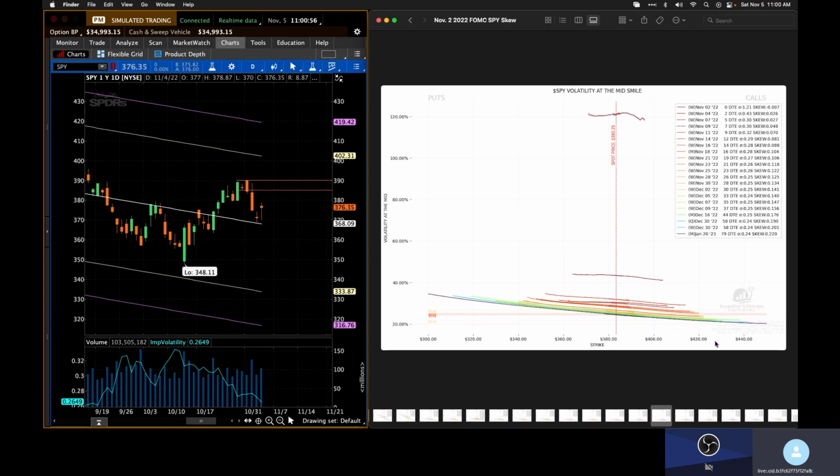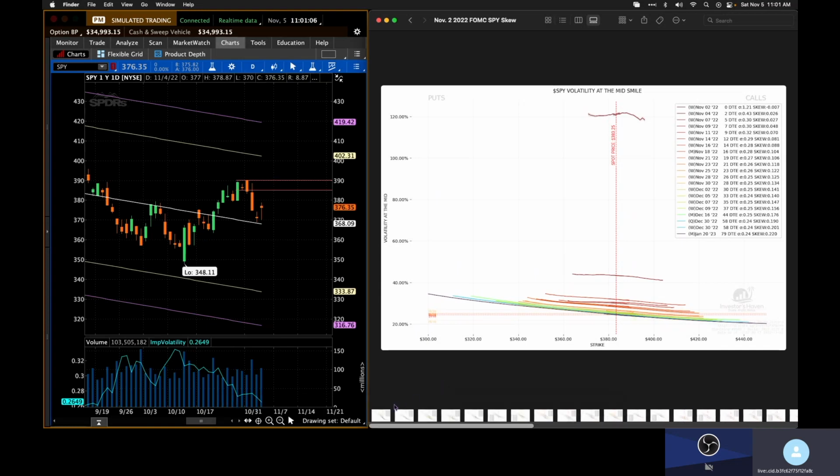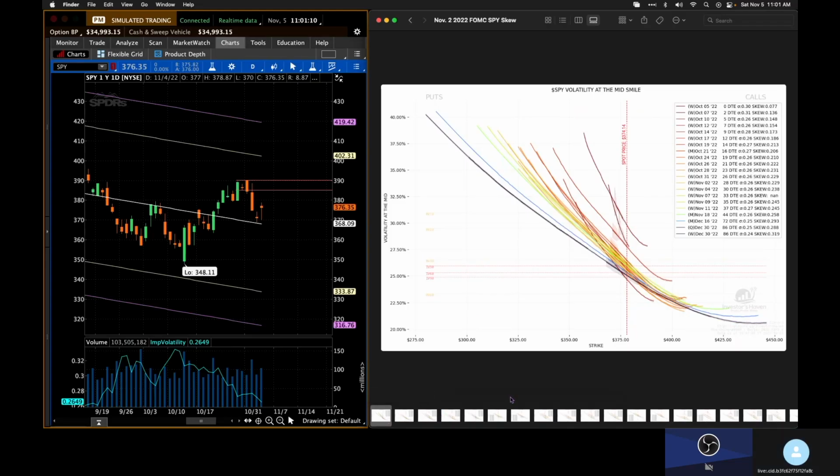The other thing is just remembering where a normal skew should look in a normal market. Let me go back to remind everybody. Let's look at what normal skew looks like. It's this. That's a normal bear market. Well, I would say that's a normal hedged skew.